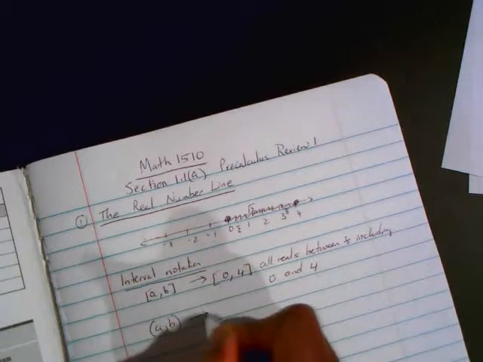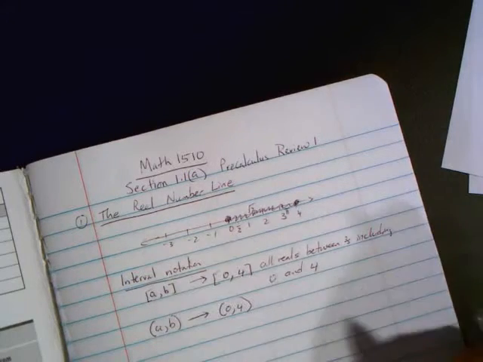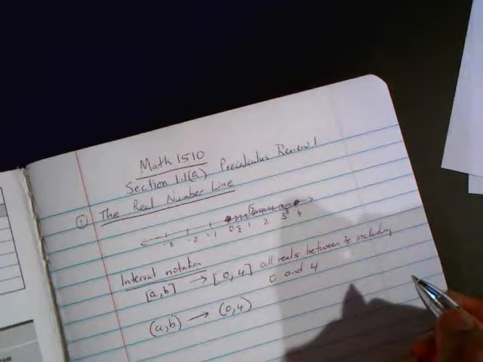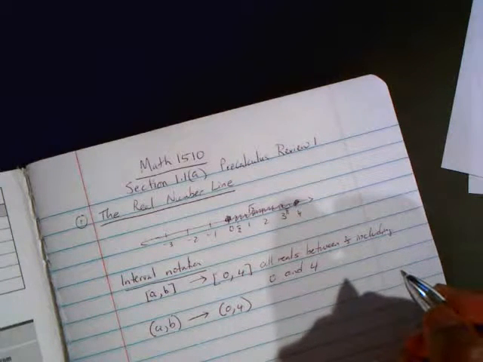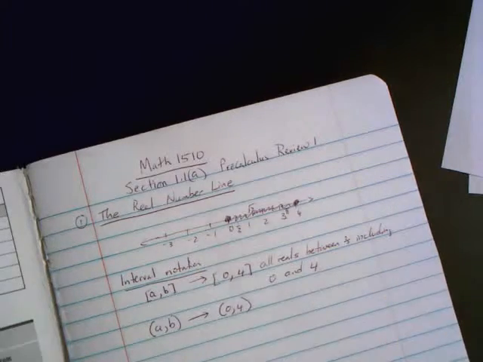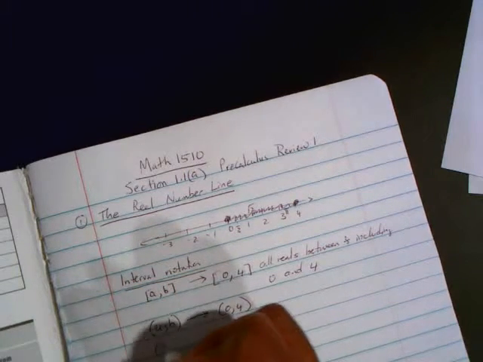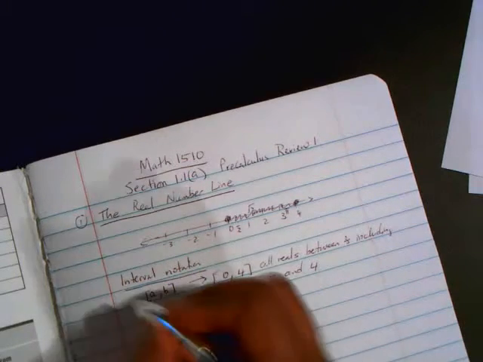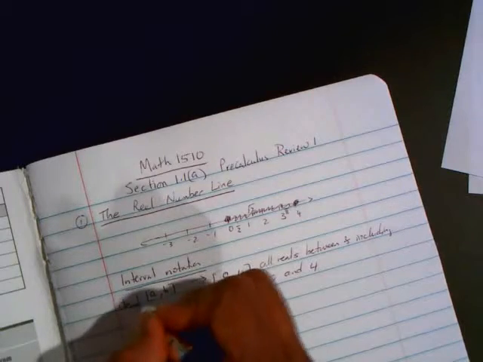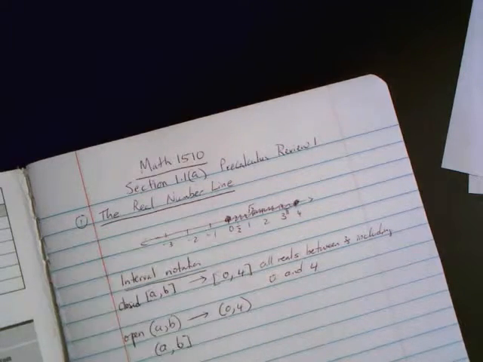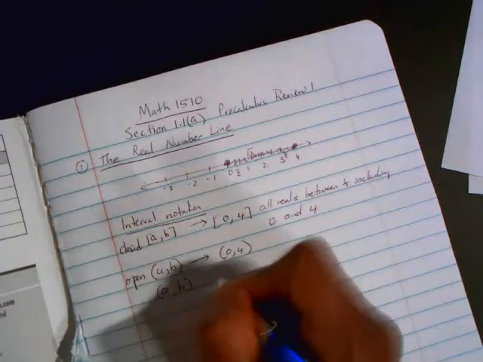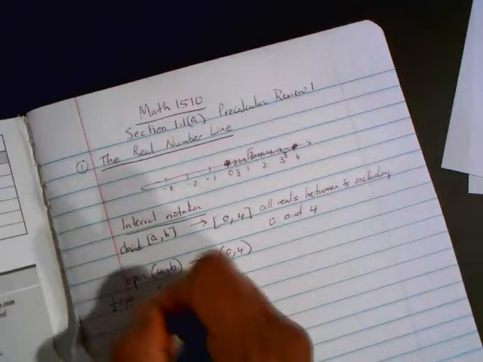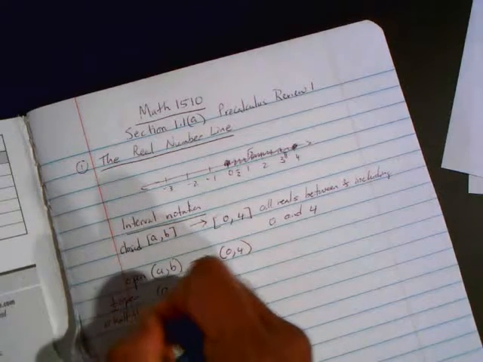If you don't include the endpoints, you use parentheses. Okay, so this would be like, you put 0, 4, like so. This would mean all real numbers between 0 and 4, but not including 0 and 4. You could also have half open intervals, so you could have one end open, one end closed. Okay, so going back, this is a closed interval, this is an open interval, whereas this third one is half open or half closed, depending on how you think about it.